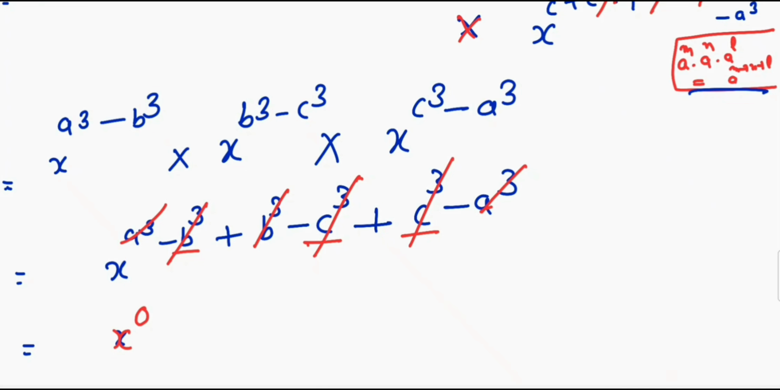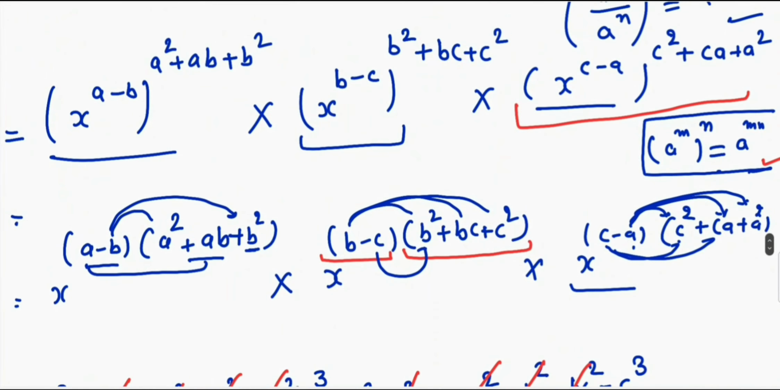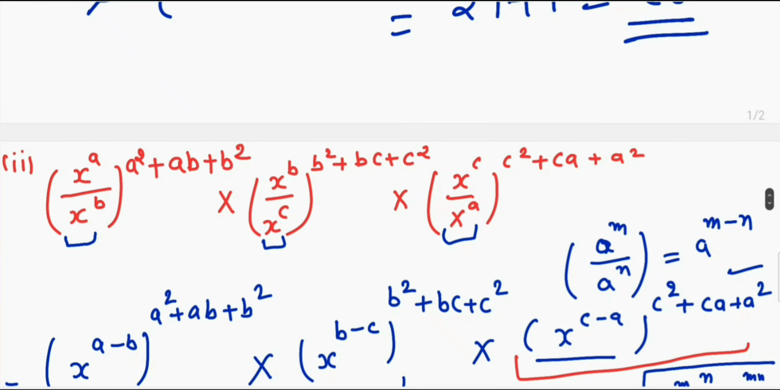So we know anything raised to power 0 is always equal to 1, means x raised to power 0 is equal to 1. So the simplified form of this full expression is equal to 1. This is my answer.